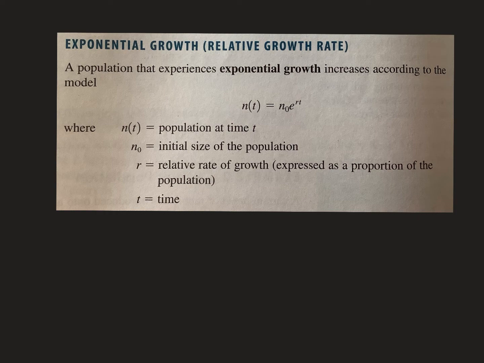Okay, next one's exponential growth. This is not doubling growth, it's exponential growth, where things grow exponentially. Here's your formula for that one. When you see N sub 0, that's the initial population. E is just E. R is the relative rate of growth. It'll be some kind of proportion, usually a decimal, and T is time. All right, let's try one of those.